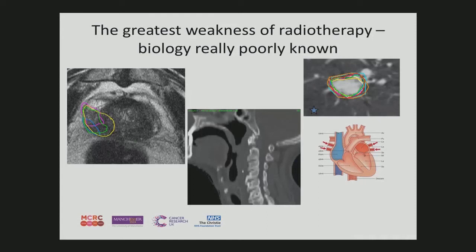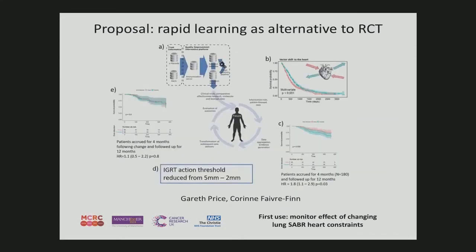So basically, the biology is the greatest weakness in radiotherapy. Yeah, we know a lot of things about the physics. We don't know everything about the biology, so we need to work on that. So what we propose, and Garrett Price is working on that together with Quentin Finn, is to build some sort of formal rapid learning process into radiotherapy.